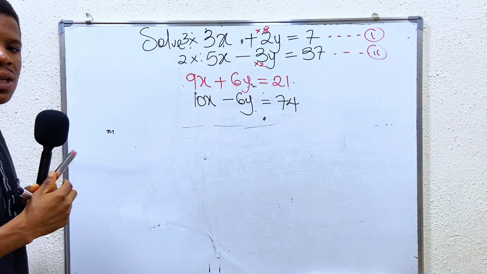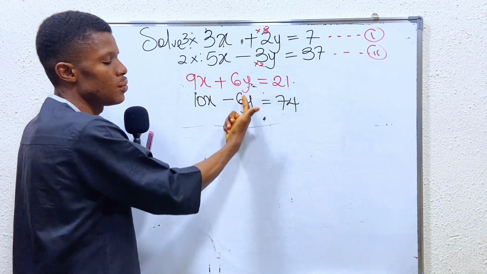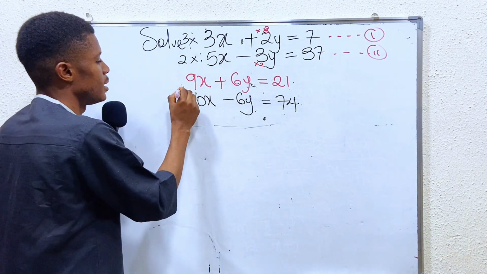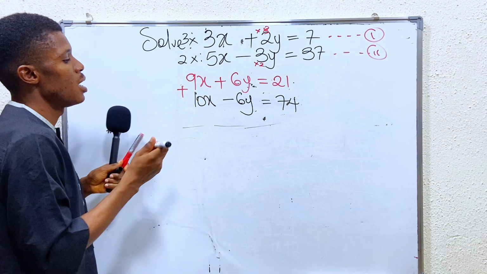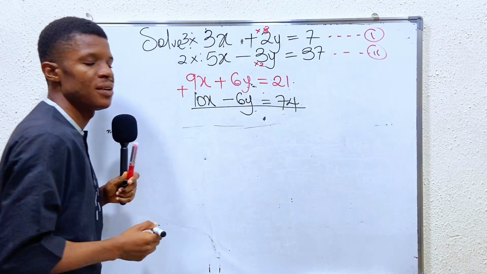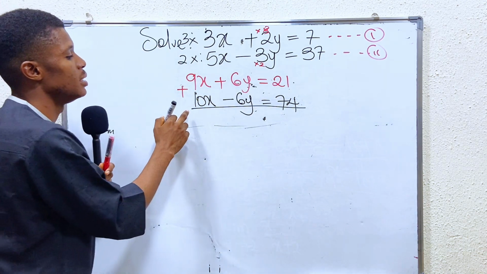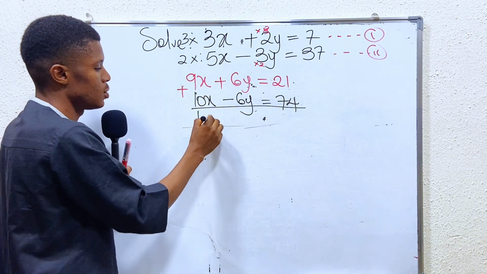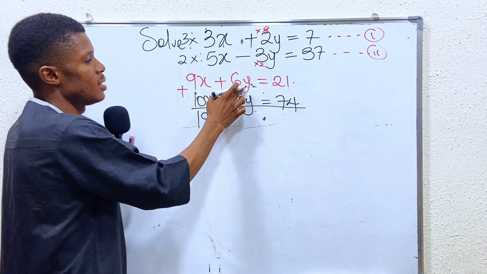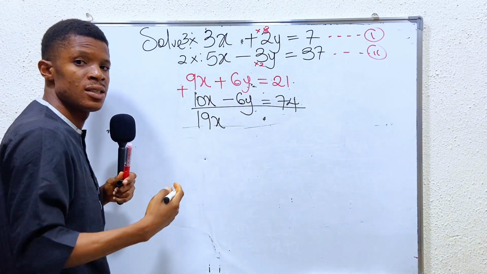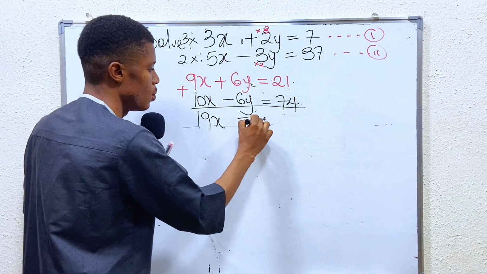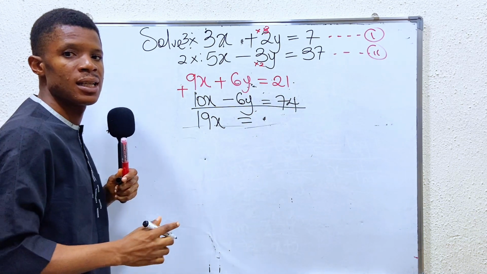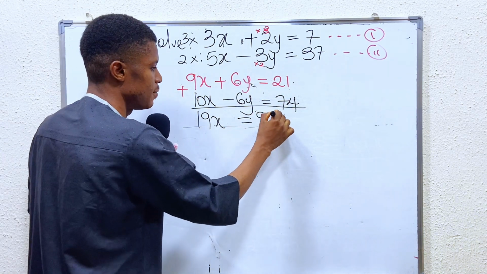At this point, you can see that the coefficients of y are now the same but differ in sign. So I can now add the two equations, because if I add them, I have eliminated y. 9x plus 10x is 19x, and 6y plus minus 6y is 0. y is eliminated. And 21 plus 74 is 95.